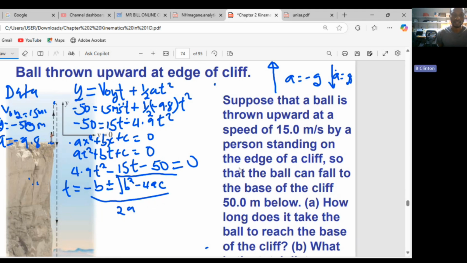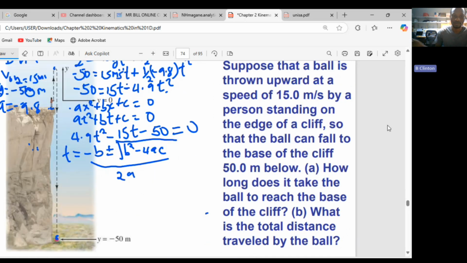So we are using this because we have two unknowns here. We have t, which is unknown, and also t here, which is unknown. That's why once you have arrived at this equation, the only equation that you can use to help us find the value of t is the quadratic equation. So now let's proceed and put in the values.